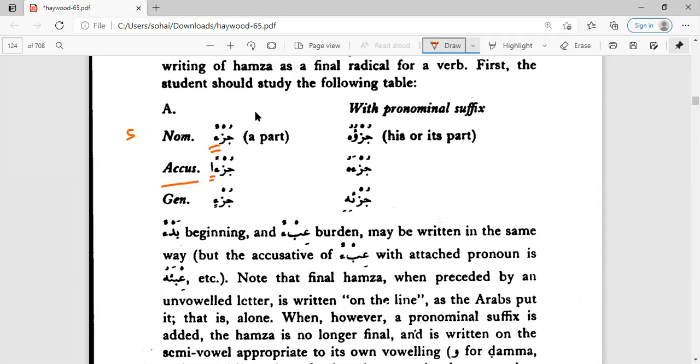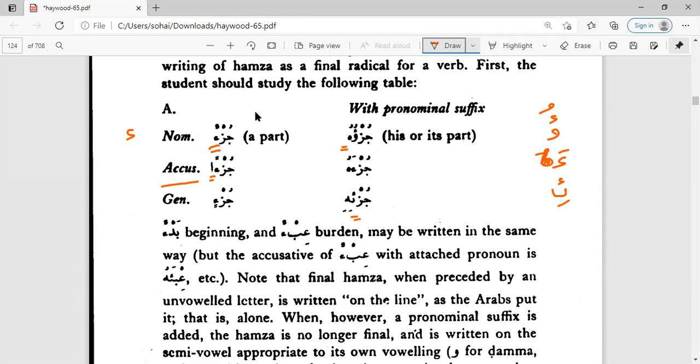When we write Hamza as part of something else, so there's another word joining to it, like here there's an attached pronoun, hu, then if it's nominative, we write it on top of waw, so we write it like this, juz'uhu. When it's accusative, we write Hamza on top of the alif like this, and when it's kasra, we write it like this. So this is like a ya, right?